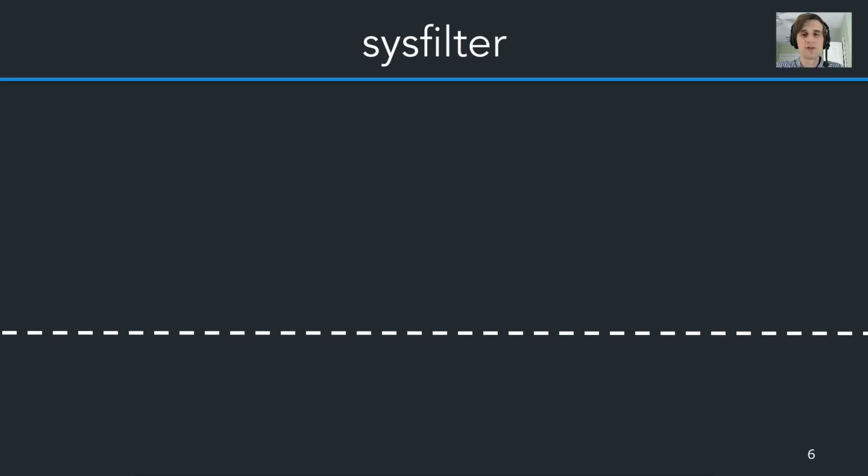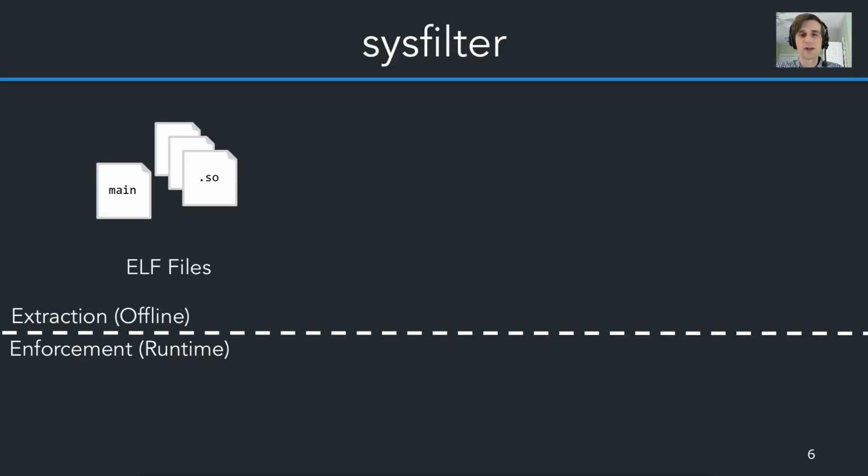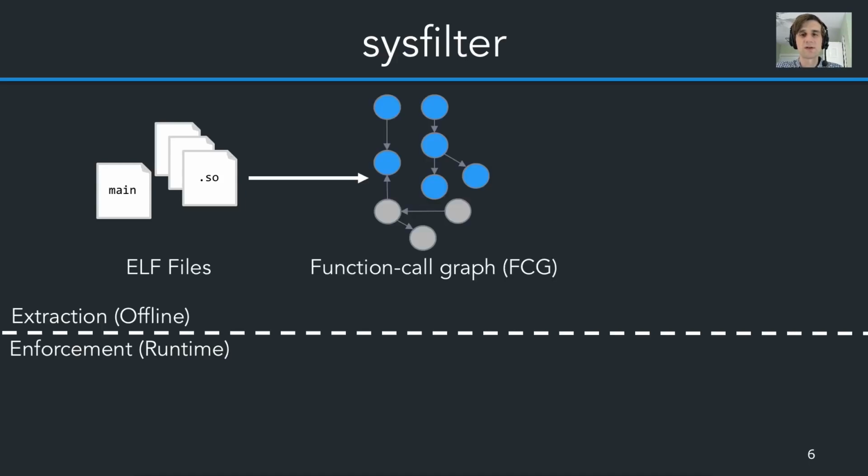Sysfilter has two components, system call set extraction and system call set enforcement. The extraction step occurs offline. We envision it as a component of the application's build or install process. To extract an application's syscall set, we take as input the program in binary form, as well as any shared library dependencies. From this, we use static analysis to construct a safe, tight over-approximation of the program's function call graph to find all its reachable code.